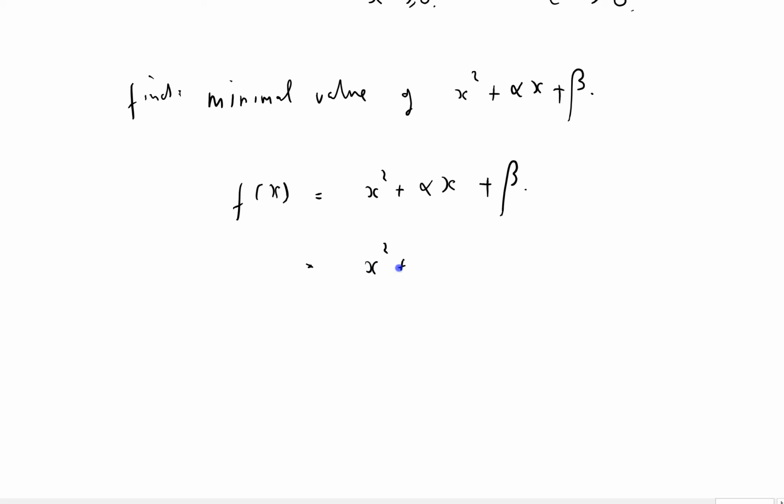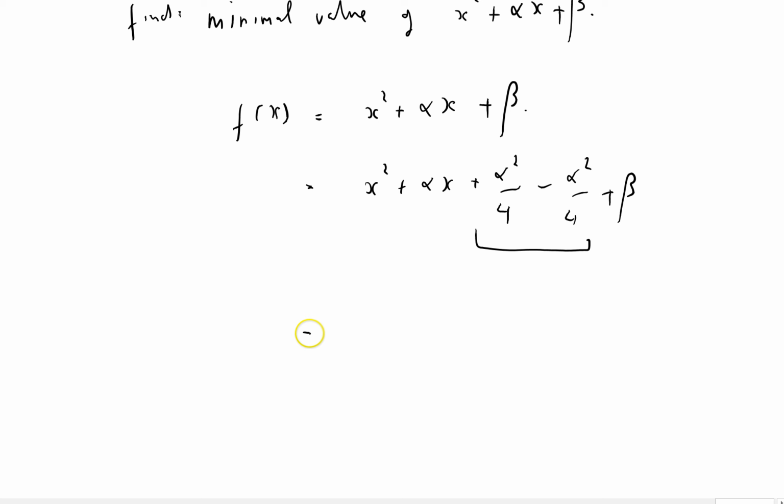f of x equals x squared plus alpha x plus alpha squared over 4 minus alpha squared over 4 plus beta. What have I done here? I've added and subtracted alpha squared over 4, and of course you'll recognise what I'm doing. I'm completing the square. It's x plus alpha over 2, squared, plus the other bit here, which is beta minus alpha squared over 4. So let's just have a look at this.